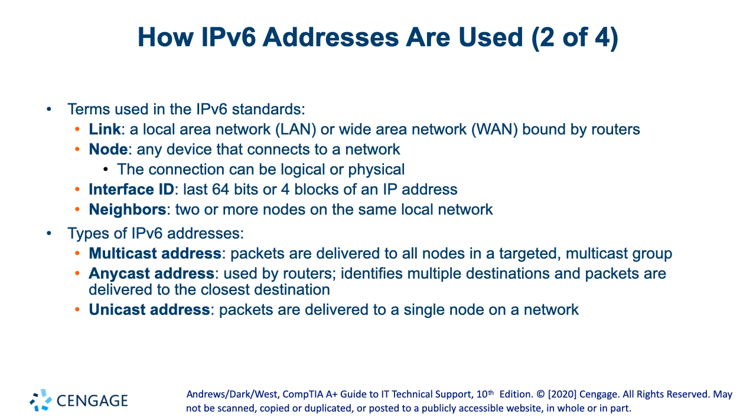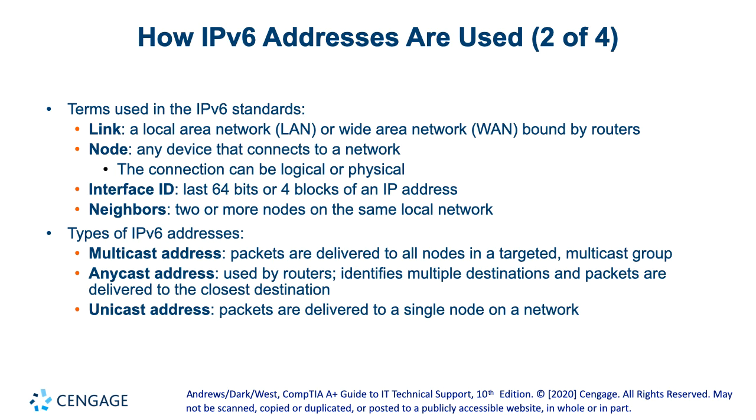IPv6 terms, right? So link is a local network or network bound by routers. A node is any device that is connected to a network. Interface ID is the last 64 bits of an IPv6 address, i.e. the last 4 blocks. Neighbors, 2 or more nodes on the same link or local network.